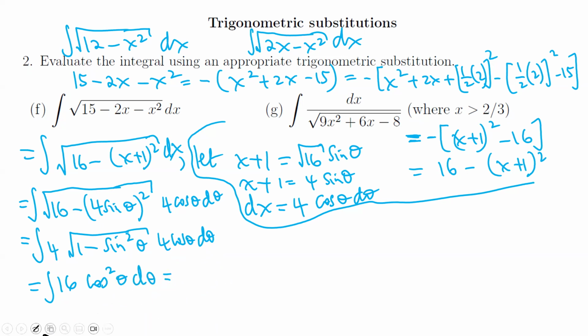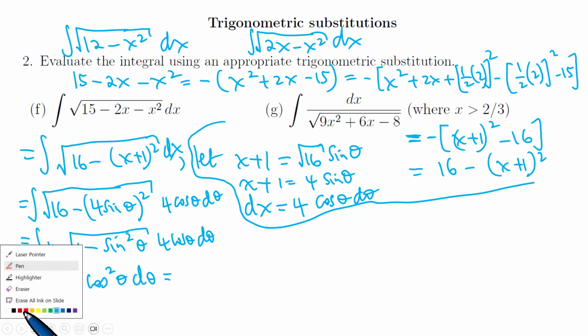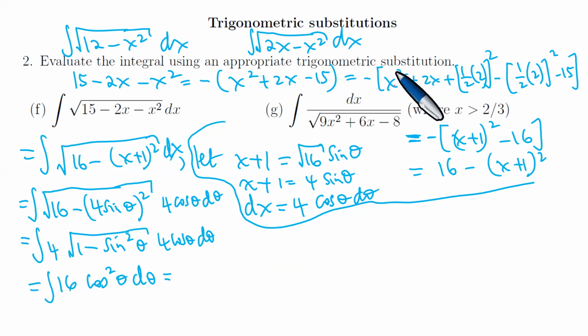Now we're here, and we need to remember a little bit of high school. High school taught us that cosine 2 theta is the same as 2 cosine squared theta minus 1. So we need to make cosine squared the subject here.